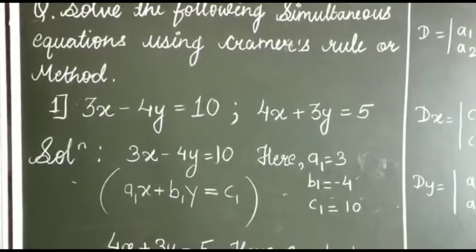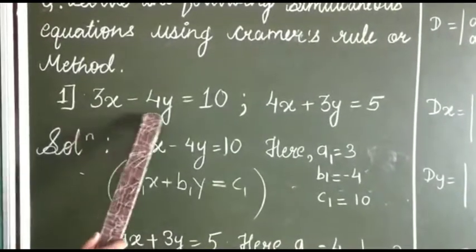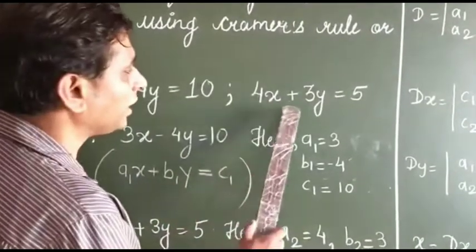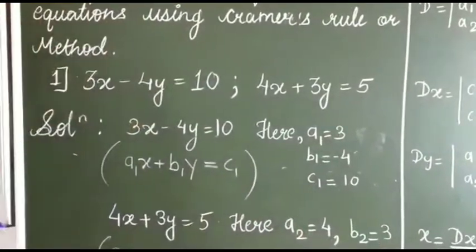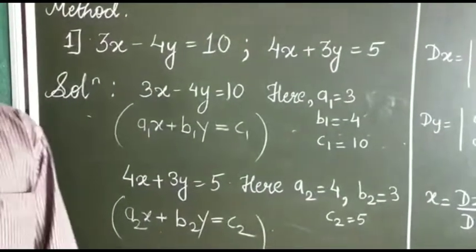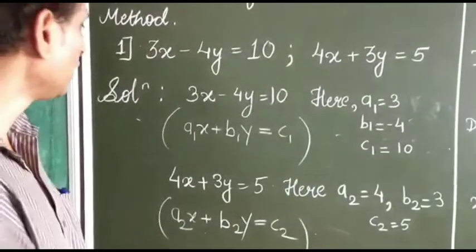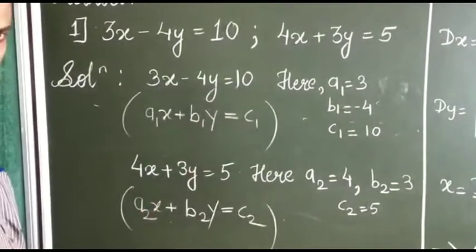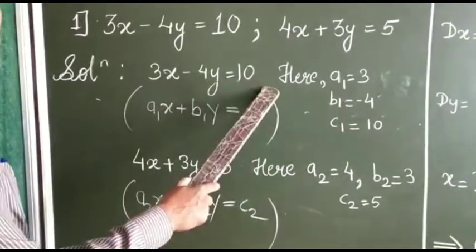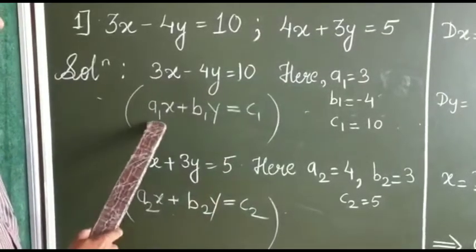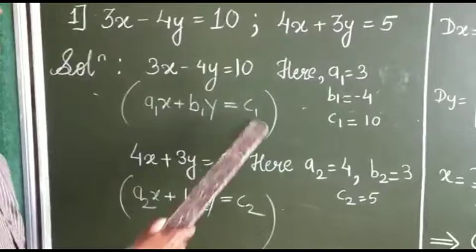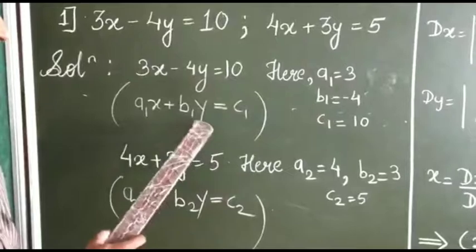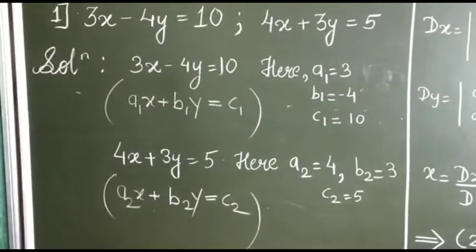The example is given: 3x minus 4y is equal to 10, and the other equation is 4x plus 3y is equal to 5. Okay, we have to solve these equations by using Cramer's rule. The first equation is 3x minus 4y is equal to 10. You have to compare this equation with a1x plus b1y is equal to c1. This is the standard form of Cramer's rule, and we have to compare this equation to this.